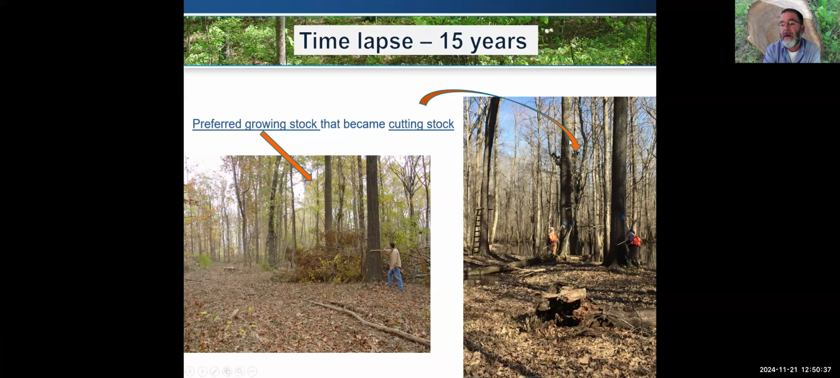15 years later, the forester came back and had a follow-up timber harvest. That's the same two trees. That deer stand is that deer stand right there. And now they're roughly 24 inches and 25 inches in diameter. And that's why we leave preferred growing stock to, at some point, achieve cutting stock.